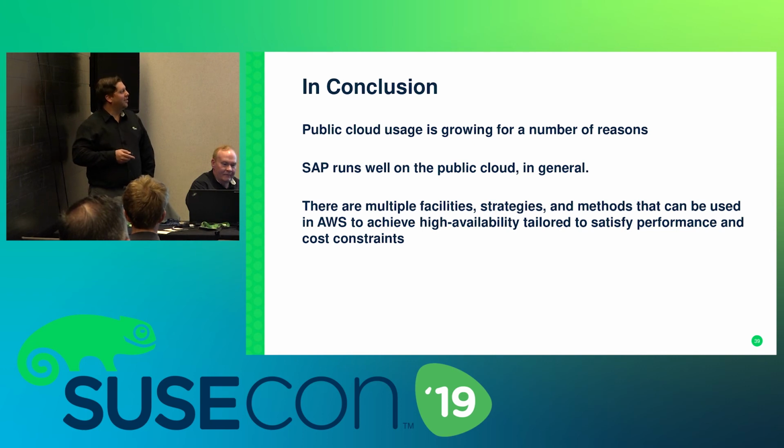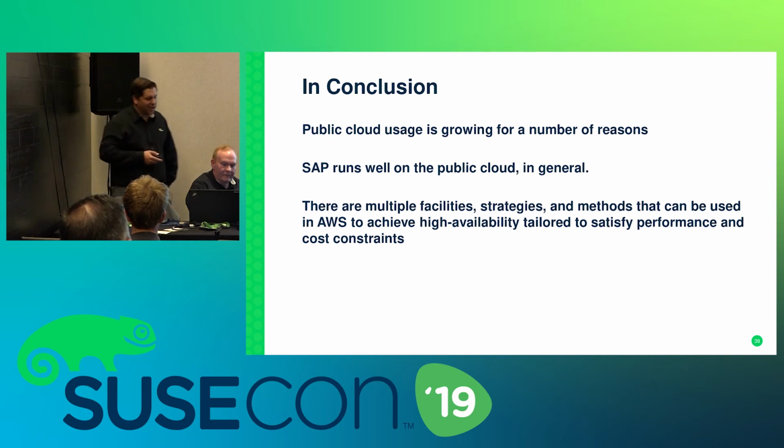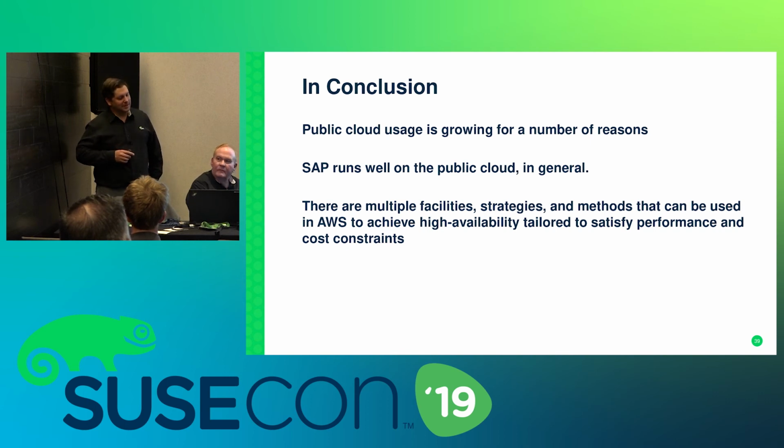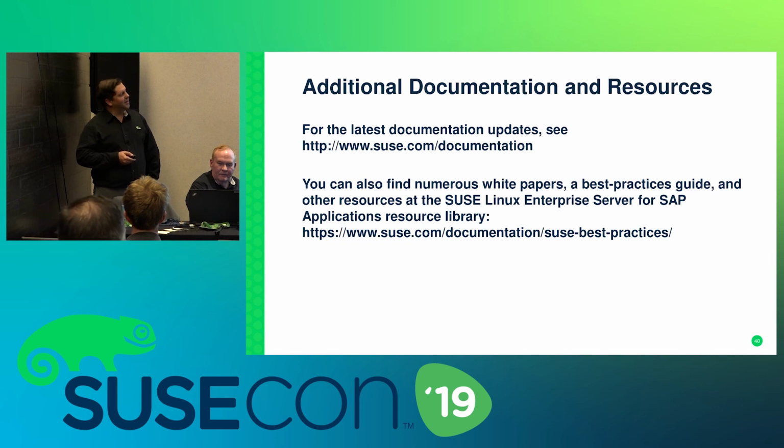And there are multiple strategies and methods that you can utilize in order to achieve HA. And again, we showed some, and the title might have been a little misleading because we really didn't go deeper into the architecture as I would have liked. But we gave you a quick overview of things and how those are utilized within AWS. There's some additional documentation in case you're curious about this stuff.